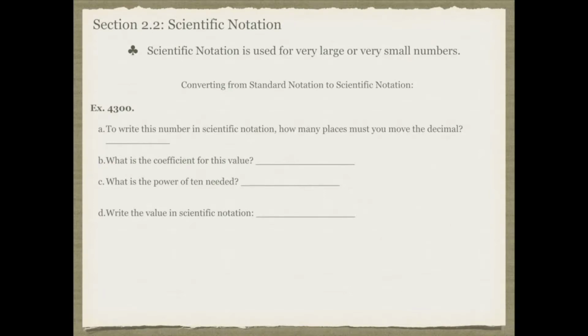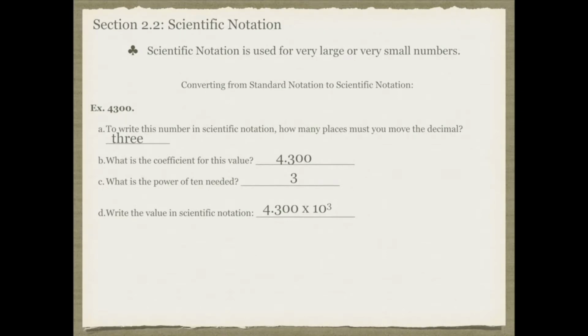So how many places must you move this decimal? Well, I have to move it over 1, 2, 3 times to make it 4.300. So that's 3 places. Now the coefficient will be 4.300. That's a number that's between 1 and 10. It has to be raised to a power of 3. And therefore, the value in scientific notation will be 4.300 times 10 to the third.